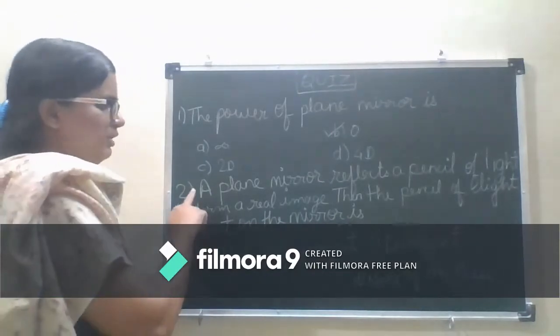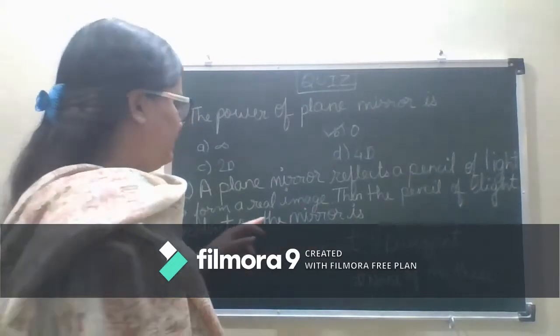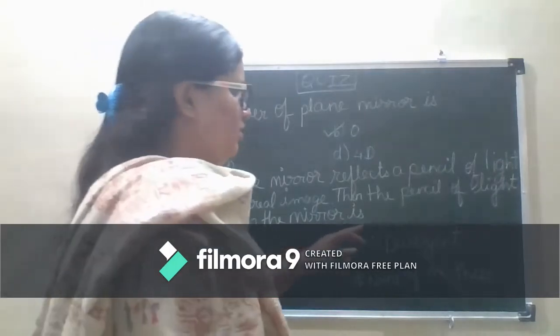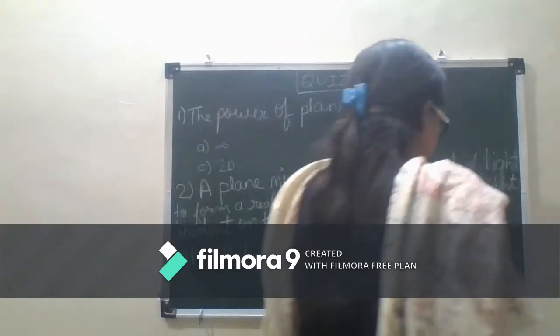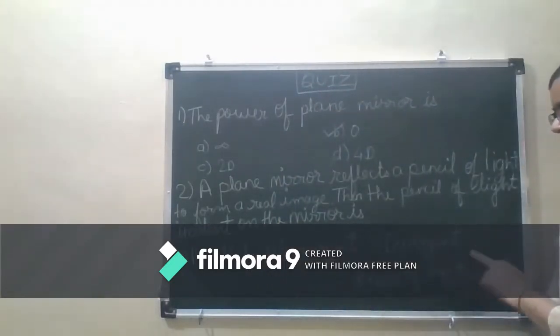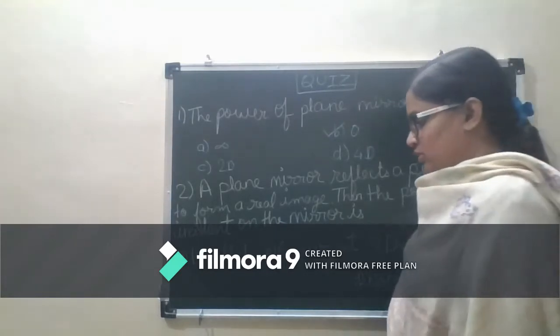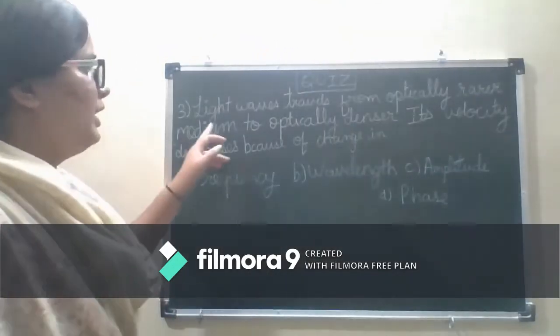Next, a plane mirror reflects a pencil of light to form a real image. Then the pencil of light incident on the mirror is: parallel, convergent, divergent, or none of these? It is convergent.